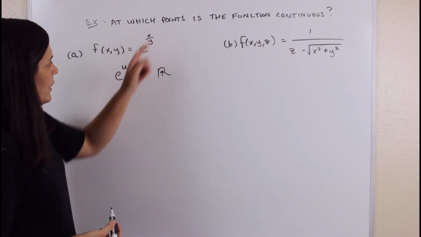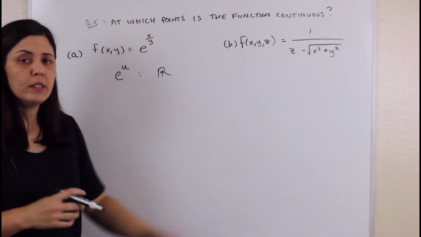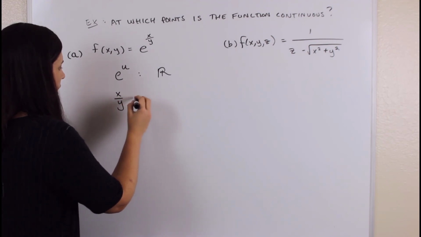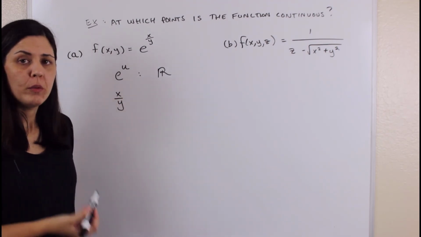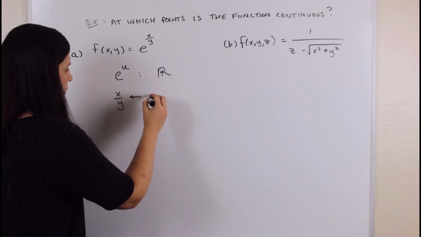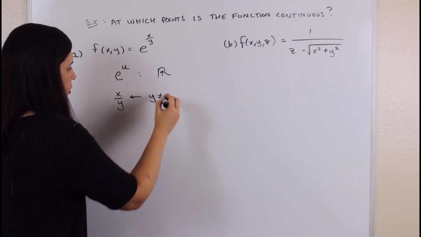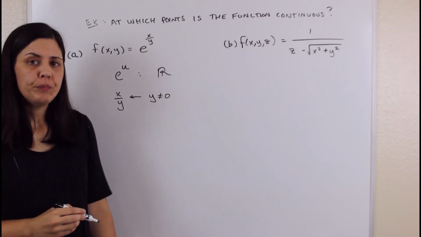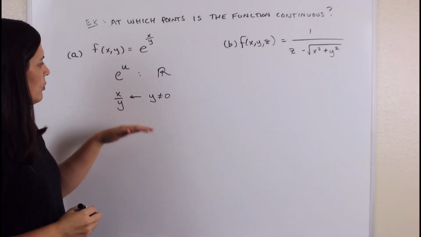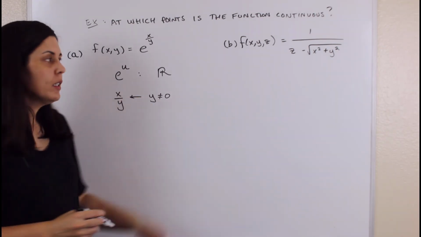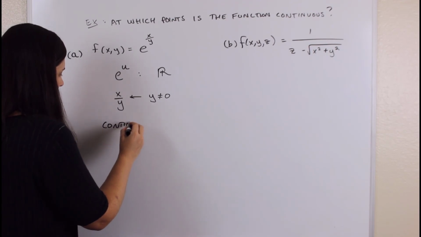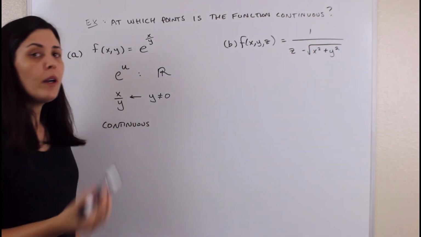Now, this power, this exponent, if we break that down, x over y, this has a problem. We cannot divide by 0, so this would be undefined if y was 0. So we want to make sure y is not 0. So if I put these two things together, the only real issue is y can't be 0. So this function is continuous everywhere y is not 0.